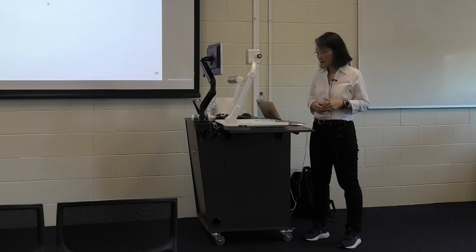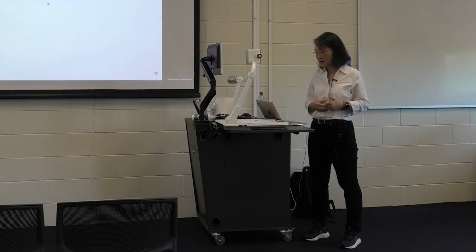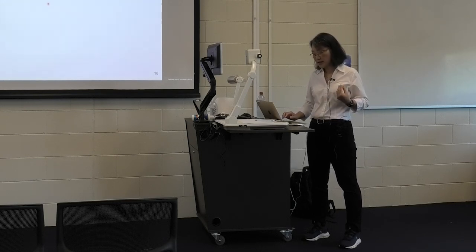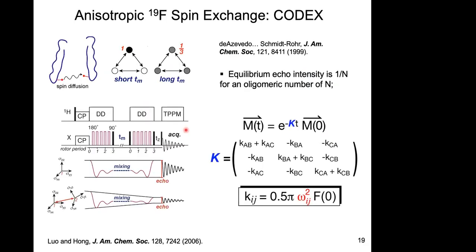But you could also have the situation where you have the same isotropic shift, but of course, between neighboring molecules, the orientation won't usually be the same. And so you have a distinct anisotropic chemical shift. That can be taken advantage of by the technique of CODEX, which is a principal technique I want to emphasize. Anisotropic spin exchange by CODEX was first developed by Klaus Schmidt-Rohr and co-workers in this paper.